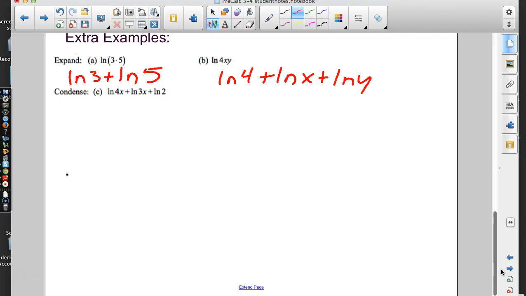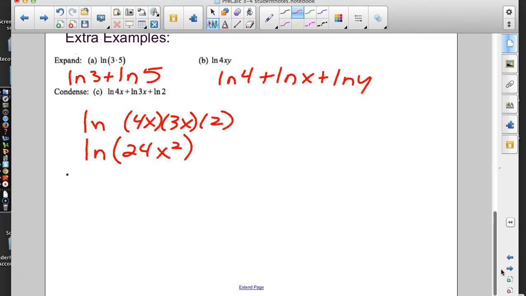C is a condense. Take a look at the operations they want us to do. What do those operations mean? Multiplying. So we're really supposed to put natural log of 4x times 3x times 2. Well, that we can do. 4 times 3 is 12, times 2 is 24, x squared, and then I probably would put parentheses around that so that people know, hey, this stuff was all together when we started. But that's the condense.